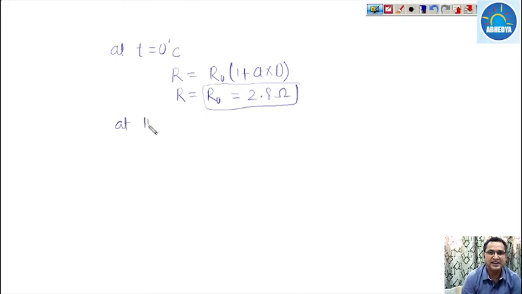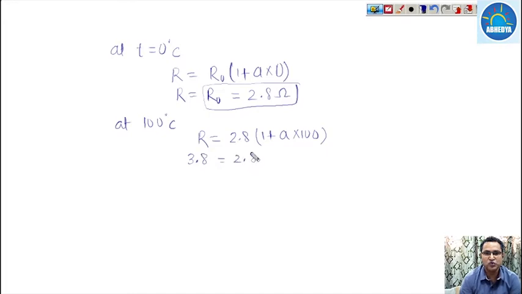Similarly, at 100 degree centigrade, R is equal to R naught, now R naught is 2.8, (1 + A into T). What is T? T will be 100. Now this R is given as 3.8 ohm. So 3.8 is equal to 2.8 (1 + A into 100). Once we solve this equation, we will get A as 0.00357. It is an approximate value of A.